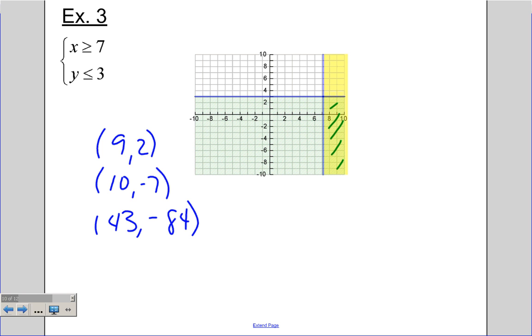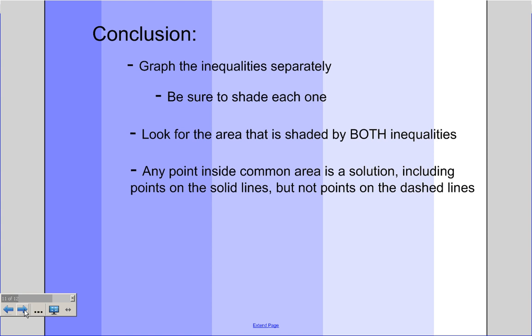So solving inequalities is very simple. We graph the two inequalities together. We look for the area that they have in common. Okay. Finally, in conclusion, as I just said, you graph the inequalities separately. Be sure to shade each one. Now I did them both on separate graphs. You'll shade them on the same graph. But then you look for what they have in common. After you've shaded, you find the area that they both have, and any point inside that common area is going to be a solution.